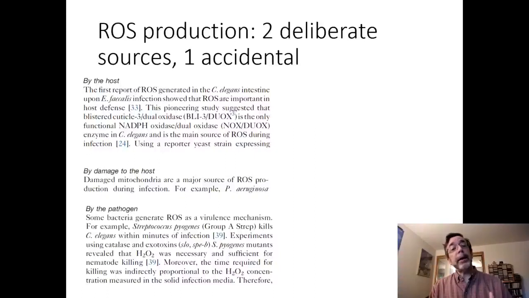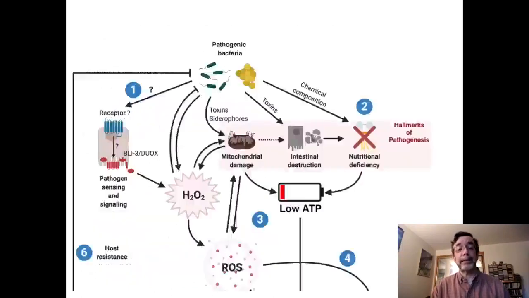There can be ROS that are generated when the bacteria damage the host. So there's the C. elegans making the ROS. There's the bacteria damaging the host with the ROS, that's by the pathogen, by the way. But then, when the mitochondria themselves are damaged, they will leak ROS. So that's a third source of ROS production.